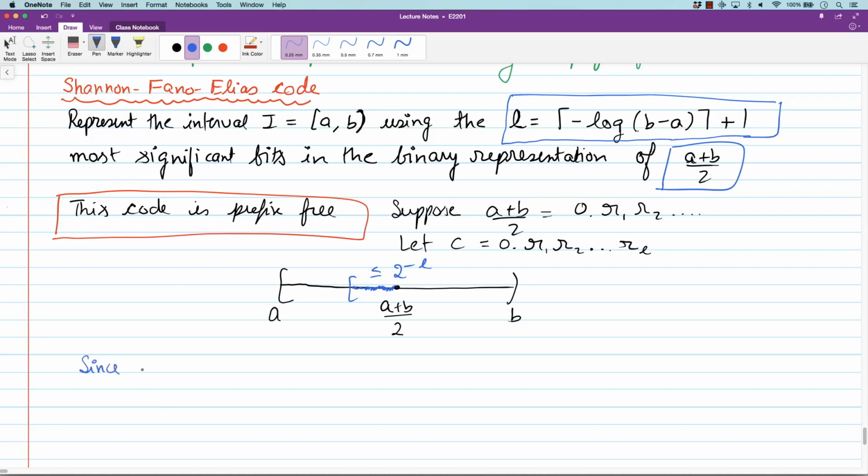Since L equals minus log of (b minus a) plus 1, 2 to the power minus L is less than or equal to (b minus a) by 2. Therefore, this code word C can only lie in this part. So this is where C can lie. Okay.